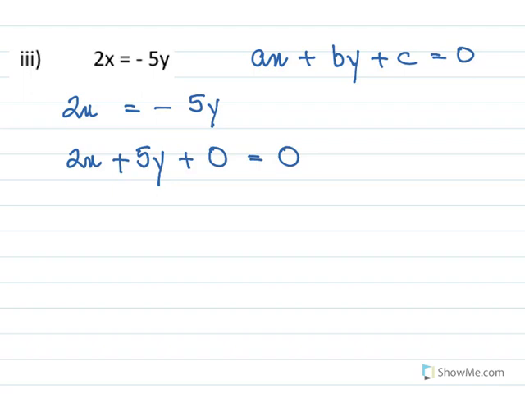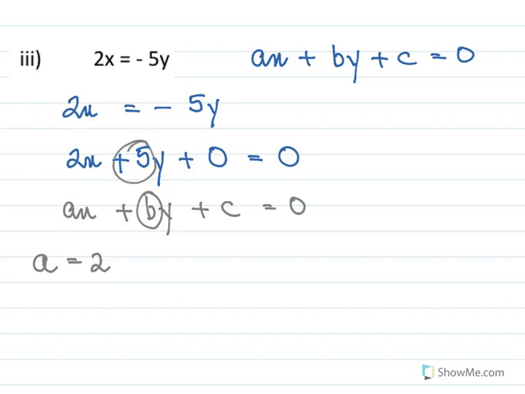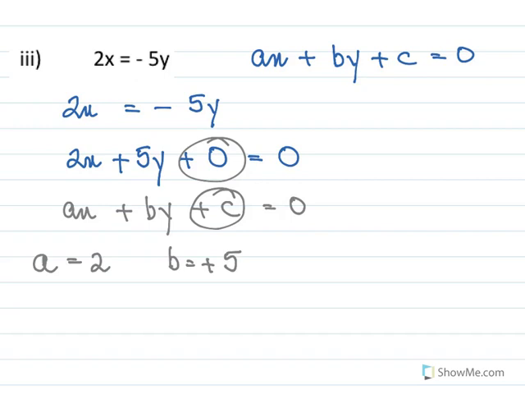Now I compare it with the standard, that is ax plus by plus c equal to 0. Now a we know is a coefficient of x. Here the coefficient of x is 2. So a is equal to 2. B is a coefficient of y, and the coefficient of y here is plus 5. So b equal to plus 5. And c is a constant term, which there was no constant term, so we put 0. So c is equal to 0.